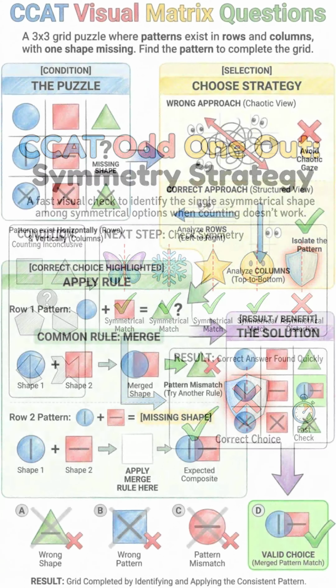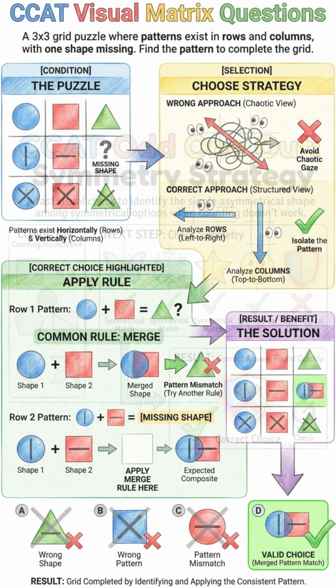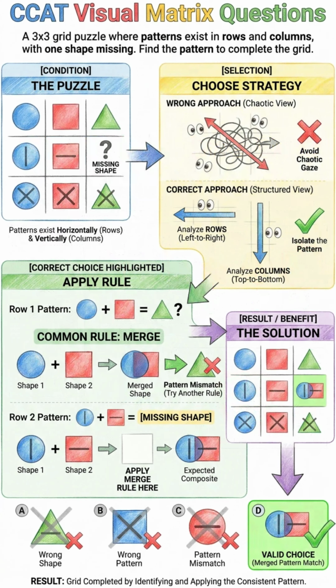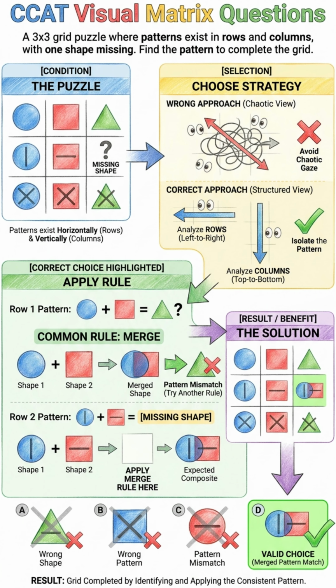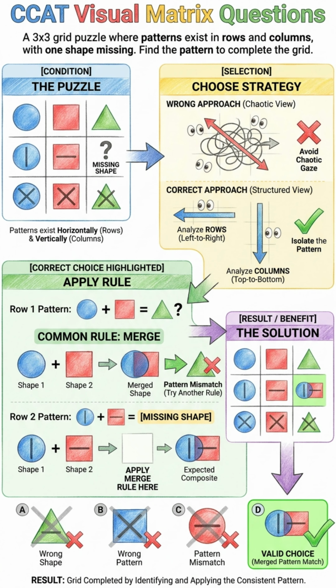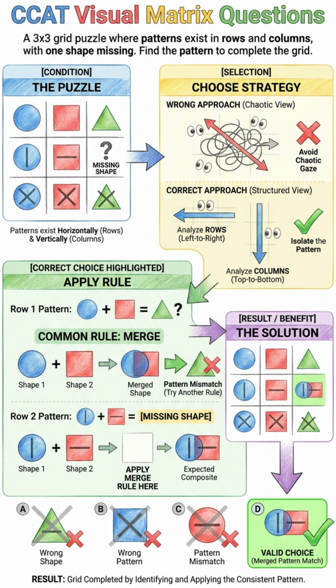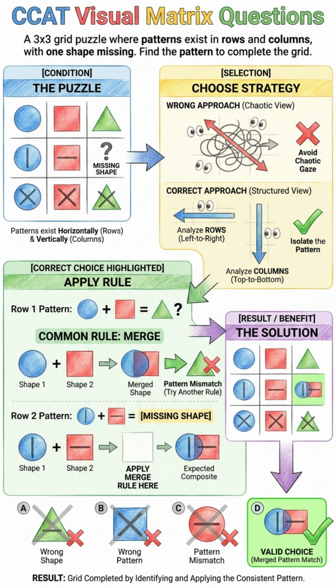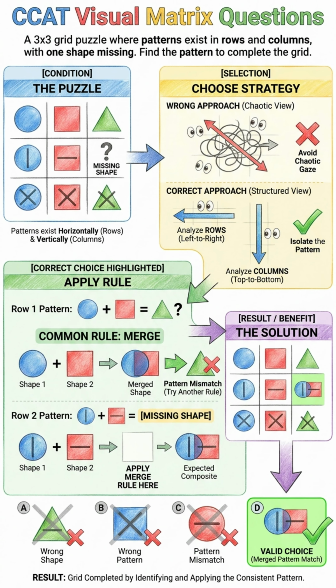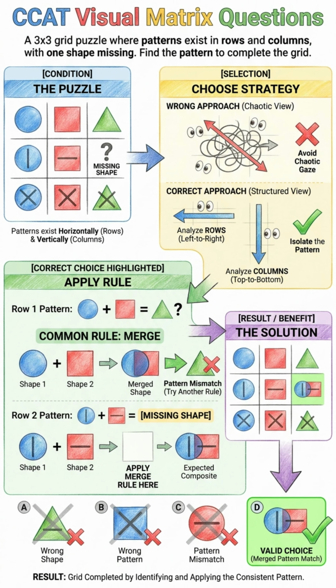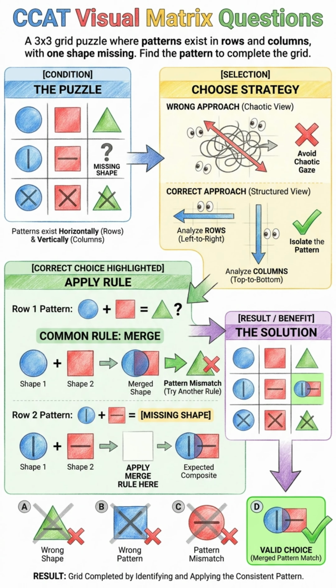You will also face visual matrix questions, which are essentially a tic-tac-toe grid of shapes with 1 square missing. These are logical puzzles where relationships exist both horizontally across the rows and vertically down the columns. The mistake most test takers make is looking at the entire grid chaotically. You must choose to read the grid purely left to right, or purely top to bottom, to isolate the pattern. A common matrix rule is that the 3rd shape in a row is simply the first and second shapes merged together.